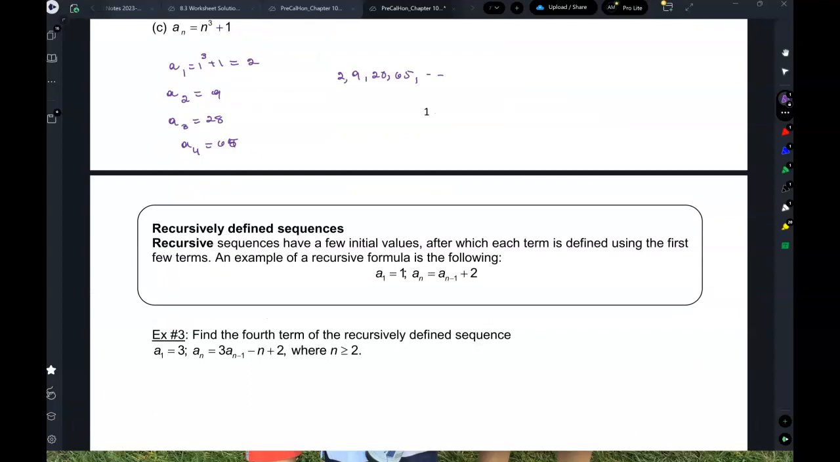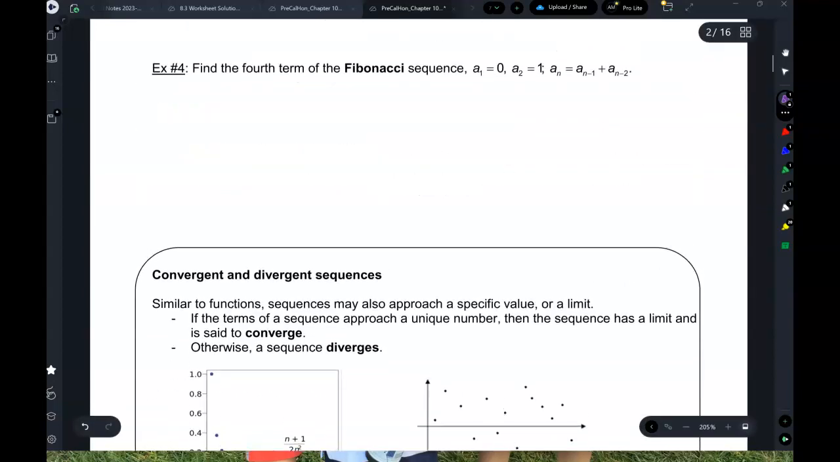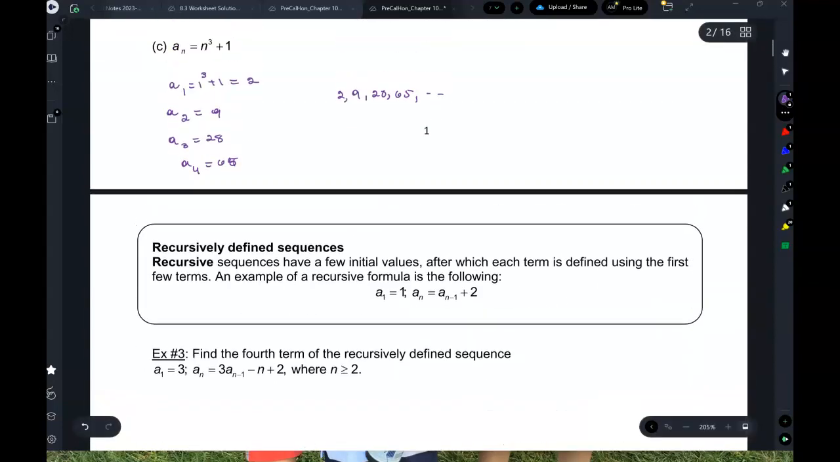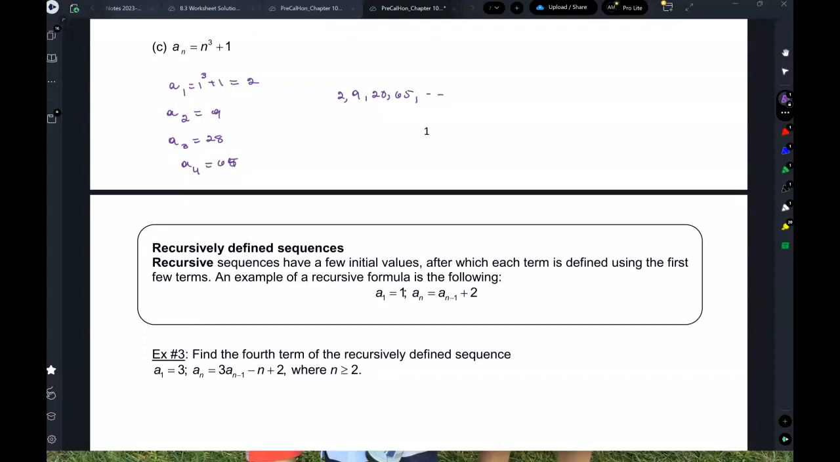Huh? Oh my god. What? Oh my God, 1,000? Jeez, not in Precalc Honors. Oh no, not 1,000. Wow.